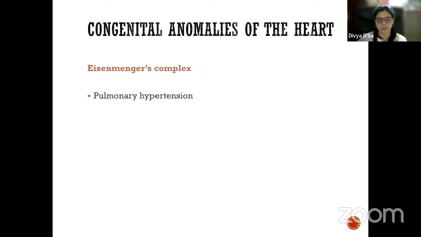So what are the congenital anomalies? One is Eisenmenger's complex.